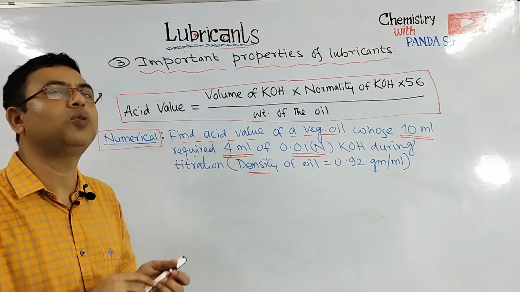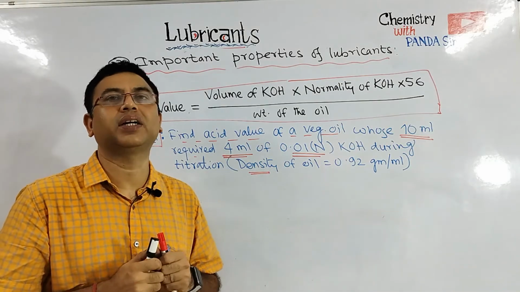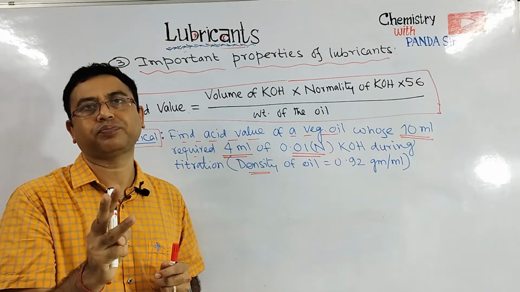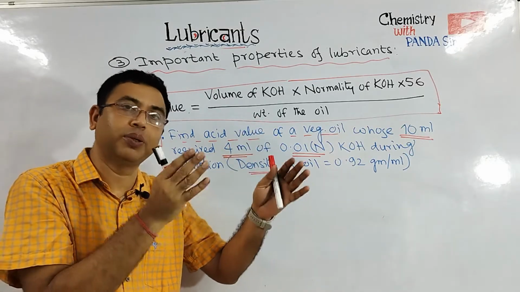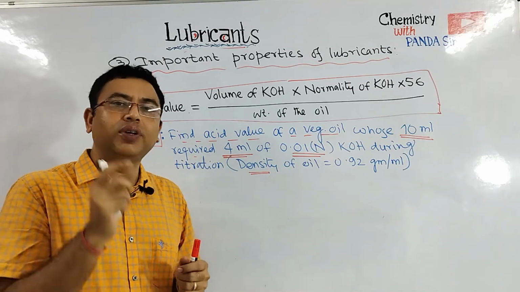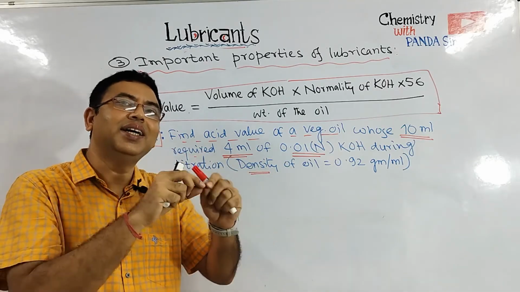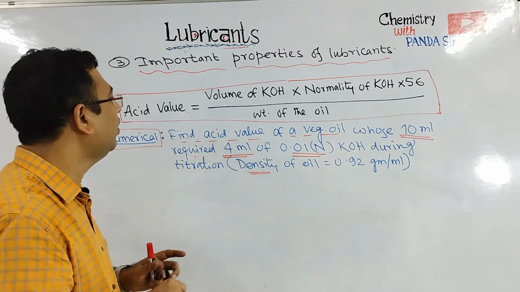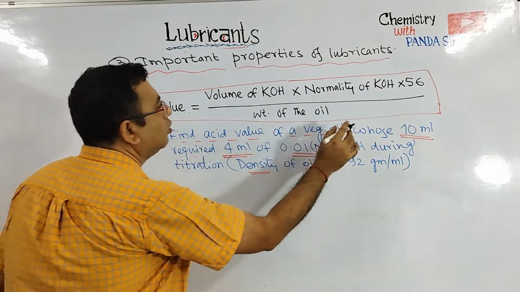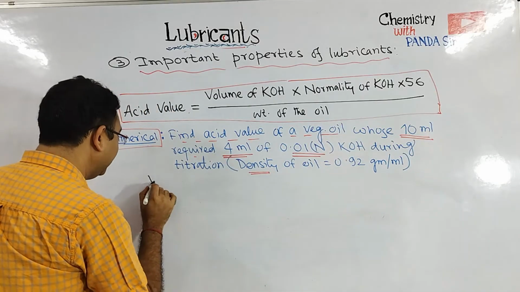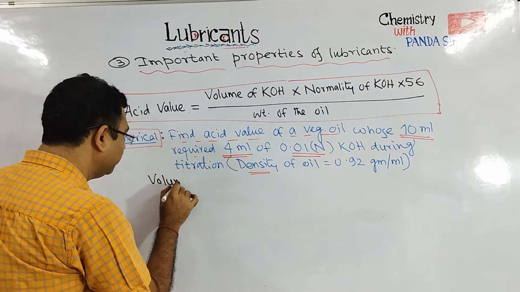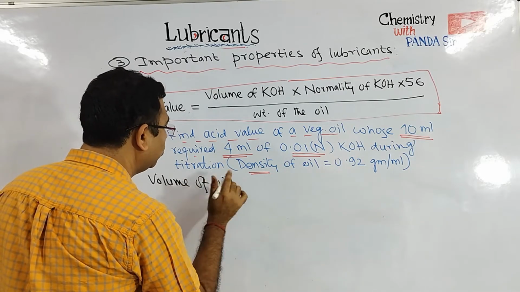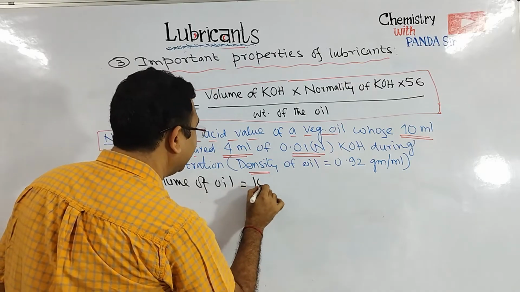Now I already told you how to do a numerical. We have to follow 3 simple steps, no matter whether you're doing the numerical of chemistry or physics or anything. First, given. Second is equation, and third is the calculation. So let us see what values are given. The volume of oil is given, and that is 10 ml.